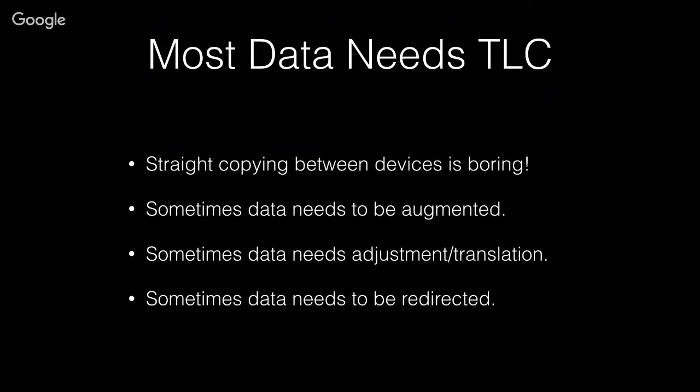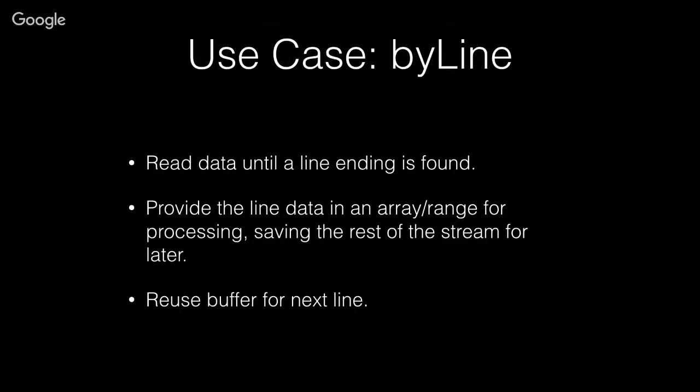So if we're going to do that, we might as well make the best we can with it. A use case of this is the byLine function in Phobos. Basically, read data from a stream or whatever until you see a line ending, and then provide the line data to some function that uses it to do whatever, and then reuse the buffer for the next line. You leave the rest of the data on the stream. So that's kind of like the byLine function in Phobos. It's a range. If I'm going too fast or whatever, just let me know. Okay.